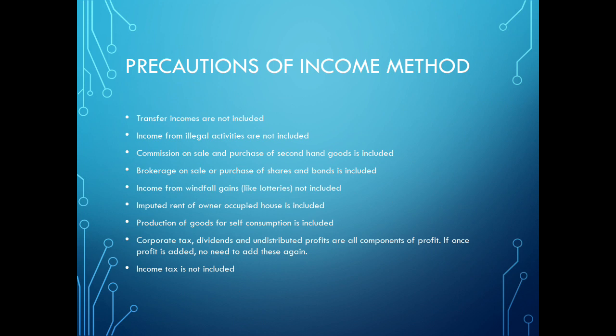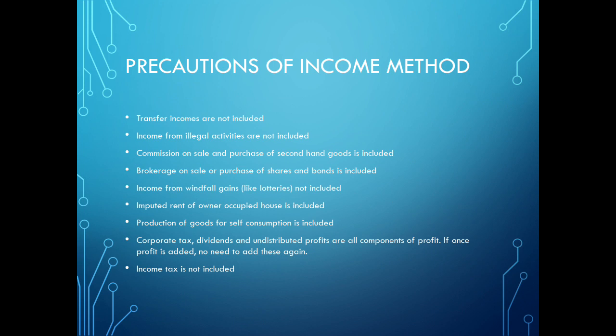Precautions of income method. As we did the precautions of the value added method, similarly here while doing the income method we should take care of these precautions. Number 1, transfer incomes are not included because these are not a part of national income. Income from illegal activities is also not included while calculating national income because it is a part of black money, which is not included at all.